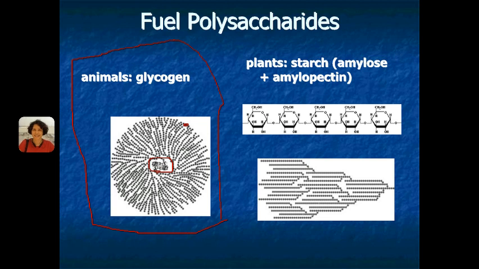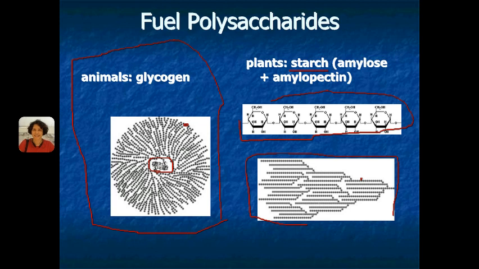And in plants, the fuel storage polysaccharide is called starch. Here we see an example of this starch, and here we see how the molecules form. It's a different organization. Instead of circular like you have in animal glycogen, you see more straight lines, but each of these again is a unit of glucose.